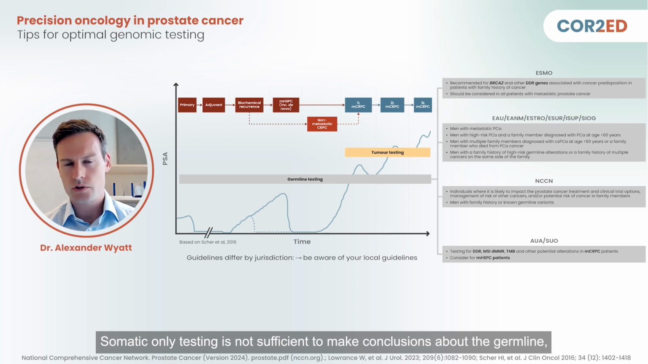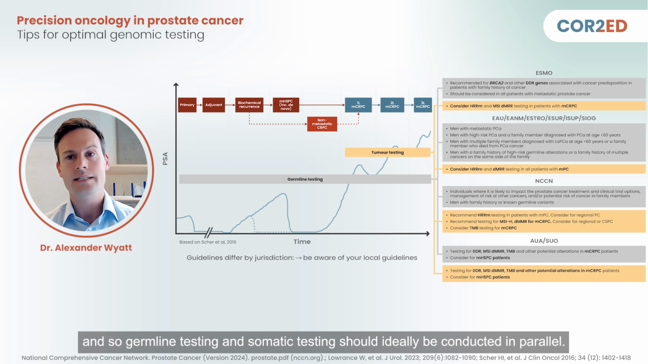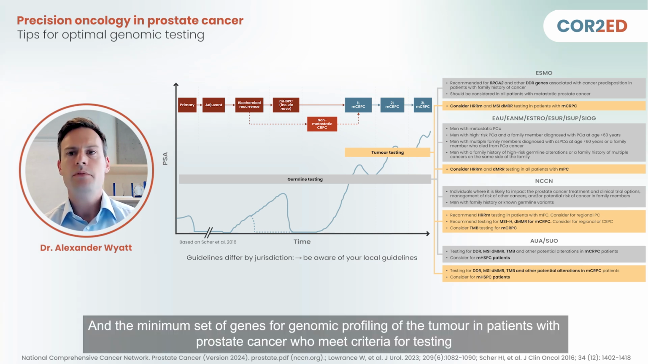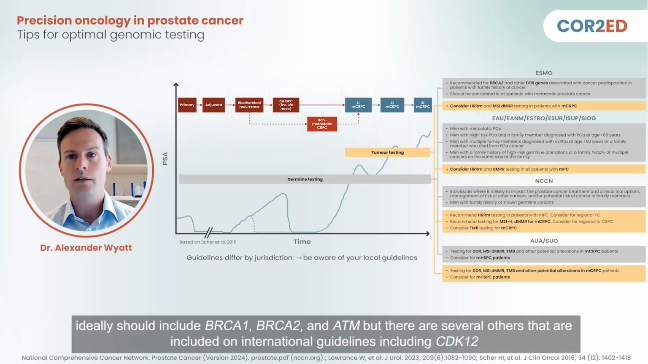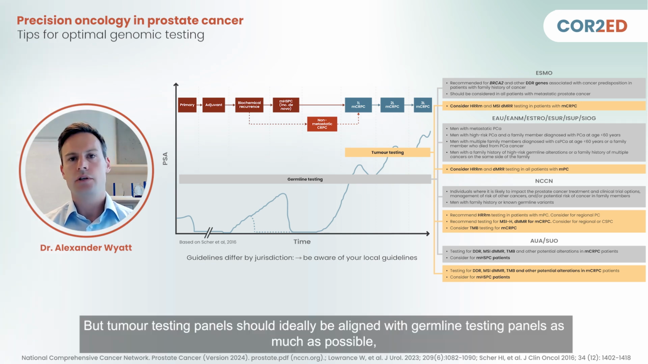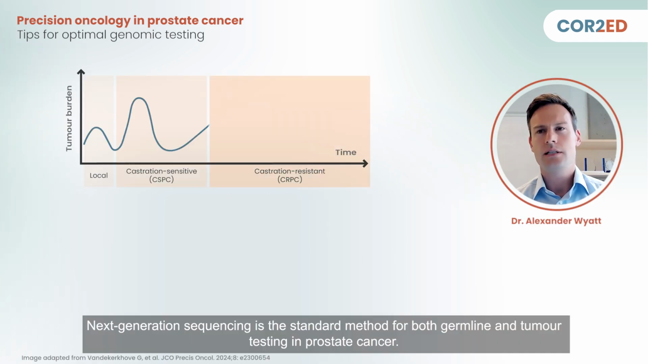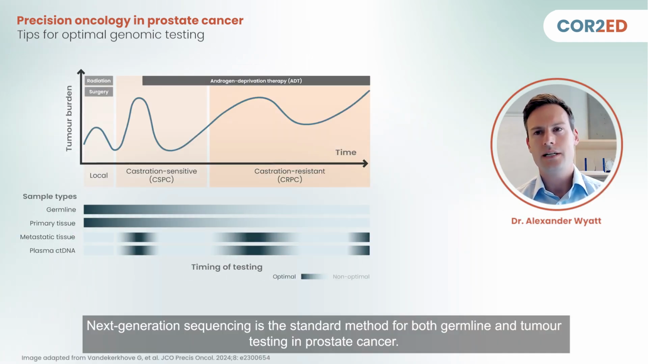Somatic-only testing is not sufficient to make conclusions about the germline, and so germline testing and somatic testing should ideally be conducted in parallel. And the minimum set of genes for genomic profiling of the tumor in patients with prostate cancer who meet criteria for testing ideally should include BRCA1, BRCA2, and ATM, but there are several others that are included on international guidelines, including CDK12 and those in the mismatch repair gene alteration pathway. But tumor testing panels should ideally be aligned with germline testing panels as much as possible, because the germline panels typically include more genes.